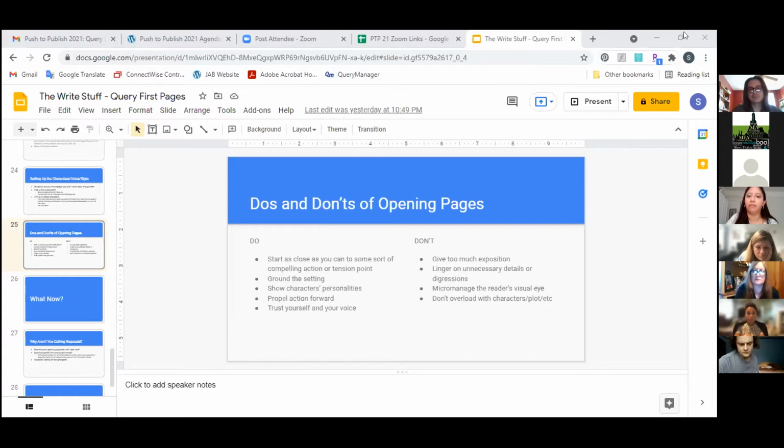Likewise, don't micromanage the reader's visual eye. Again, that's connected to detail. Most people try to describe every single thing that the character is experiencing or seeing, and it ends up cluttering the reader's visual eye. Readers have imaginations, trust that they will use them. And again, your opening pages, as I touched on before, you can let things build. The whole point of the opening pages is to get a person interested in wanting more. So don't feel like you have to address every single thing in the opening pages.